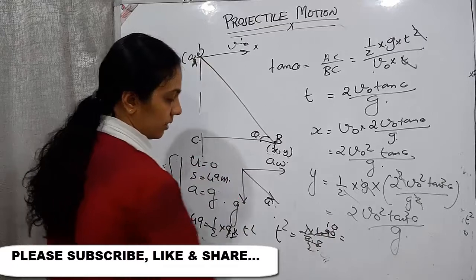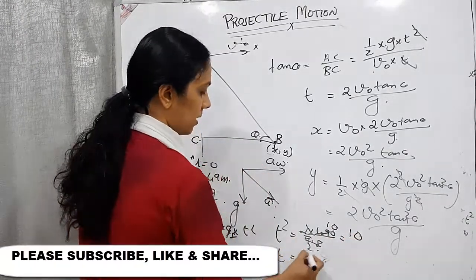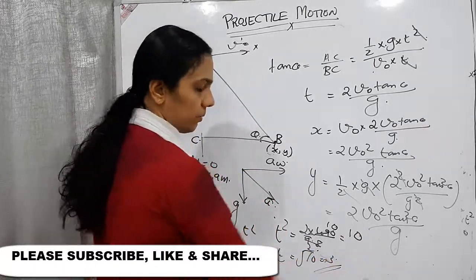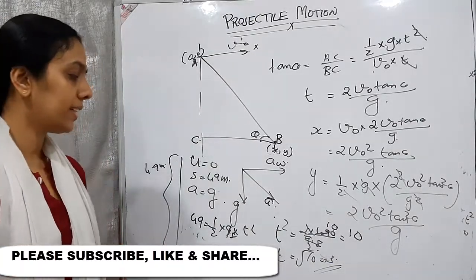Therefore, it will be equal to 10. T equals root 10, 3 point something we will be getting, 3.16. So here the answer is 3.16 seconds. So that is the correct answer.